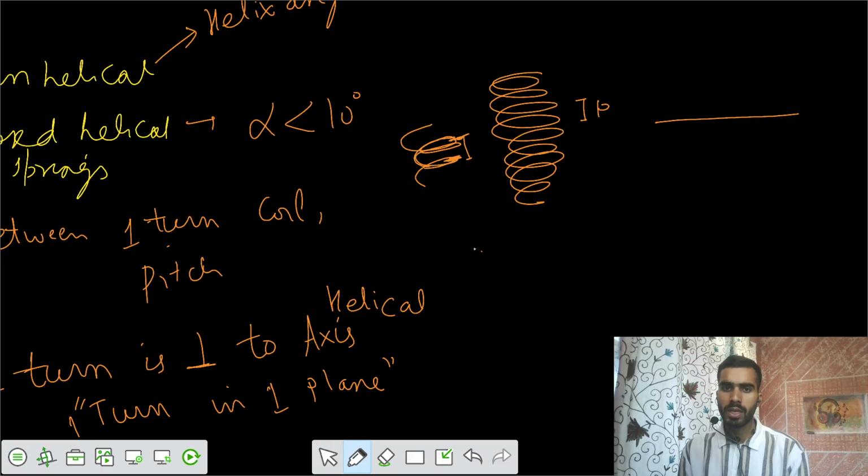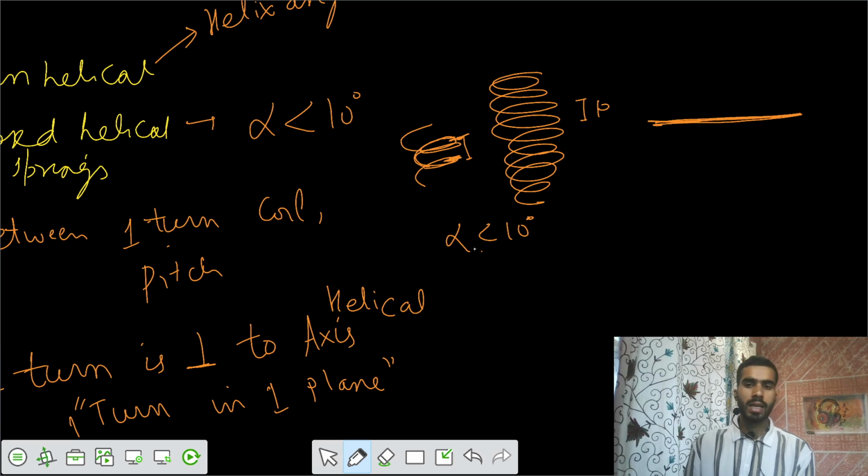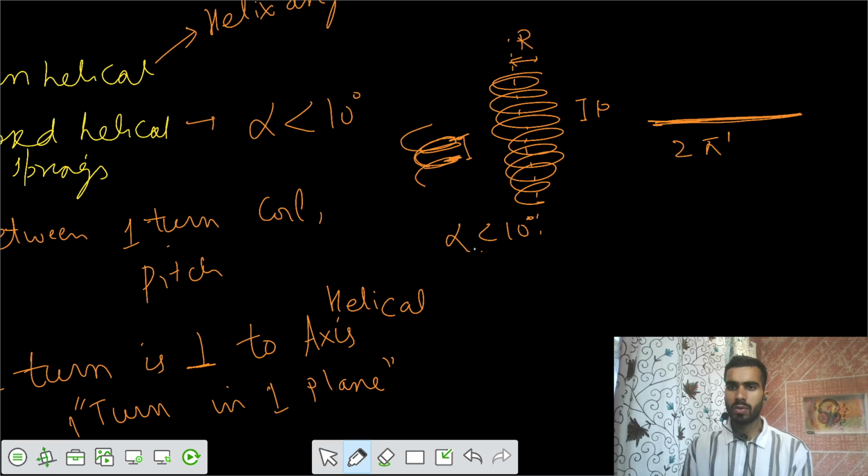So up to this point, we say you can represent that because your alpha is less than 10 degrees. You can show that in one plane. So that's your one plane. You represent that entire one turn in a straight line with a length of 2 pi, and there might be some mean radius, r. So I would say 2 pi r. So the entire length is shown in one line, in one plane.